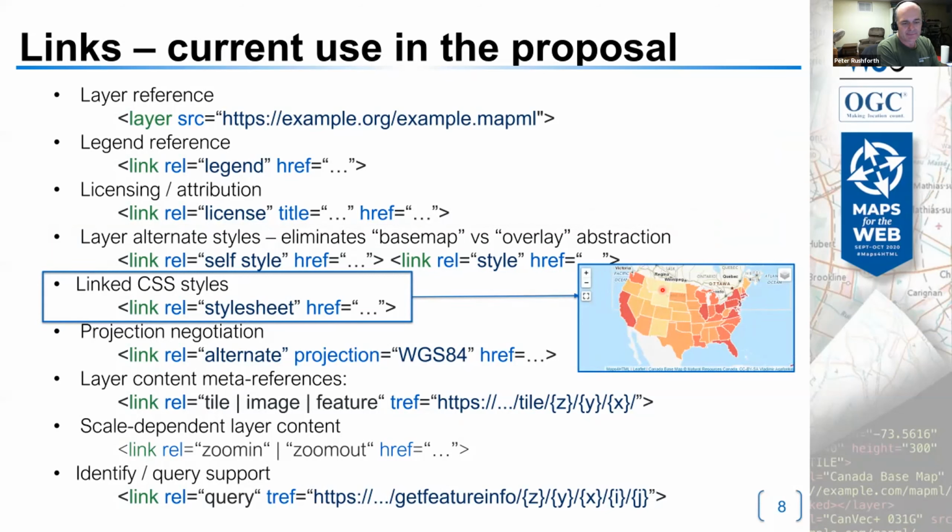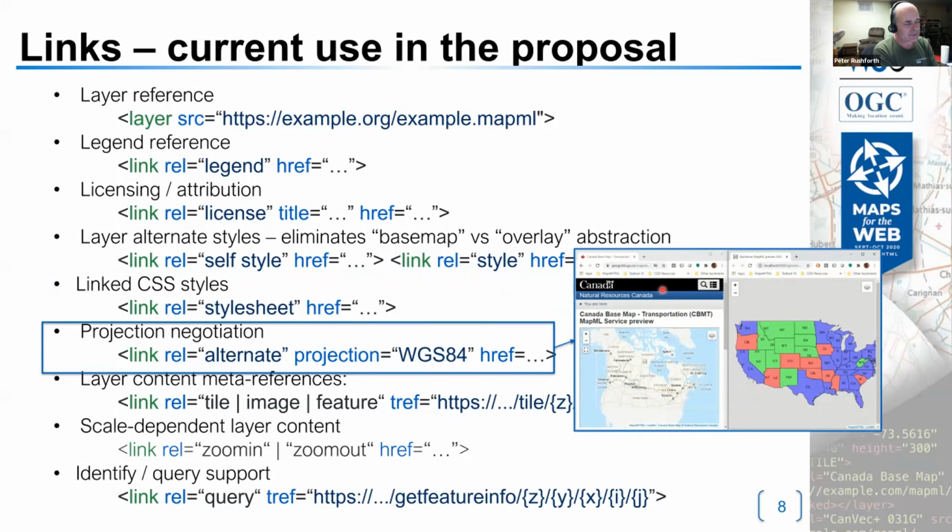So a key value of links in HTML is to separate content from presentation rules in style sheets, and that is supported by the proposal for map content and style sheets relating to map content.